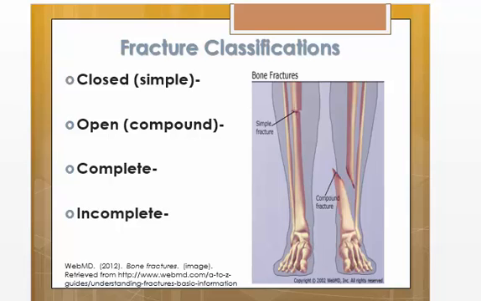Fracture classifications. Closed fractures, or simple fracture, does not break through the skin surface. Open fracture disrupts the skin integrity, causing an open wound and tissue injury, and with that comes the risk of infection. Complete fracture goes through the entire bone, dividing it into two distinct parts. Incomplete fracture goes through part of the bone. An example of this would be the green stick fracture. And there's a picture there for you to see the difference between the simple or compound fracture.